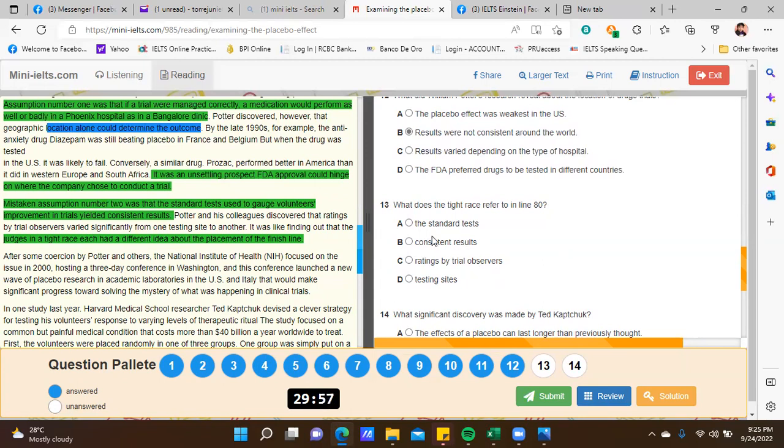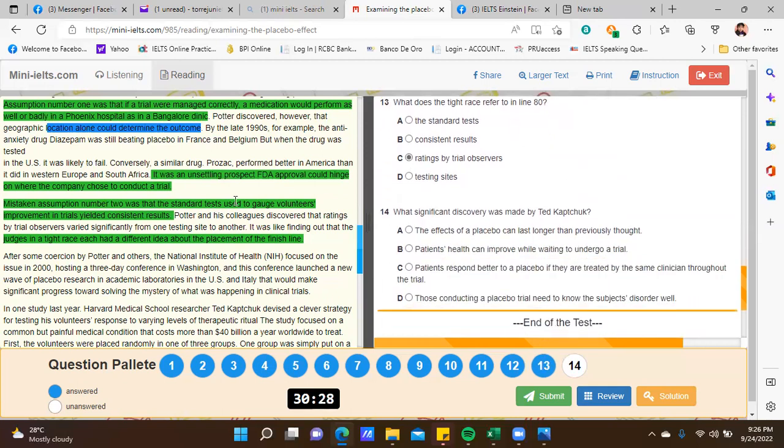Mistaken assumption number two was the standard tests just to gauge improvement and trials yielded. Sir, letter C. Letter C. Ayun, Potter and his colleagues discovered that ratings by trial observers varied significantly from one testing site to another. It was like finding out. Letter C, sir. Ratings by trial observers. Yun, hindi lang sa taas.